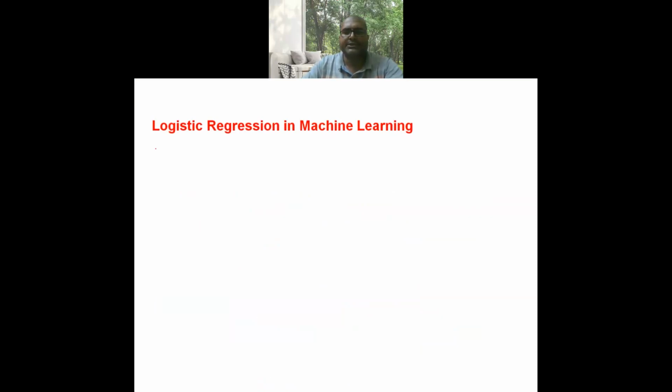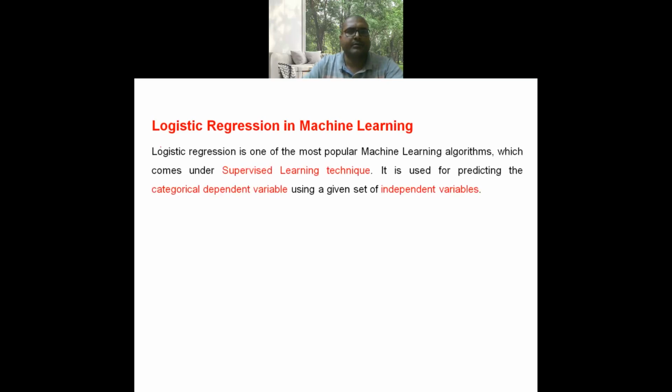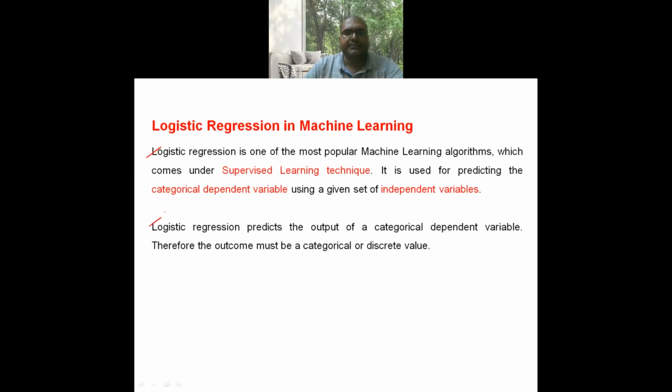Logistic regression in machine learning. Logistic regression is one of the most popular machine learning algorithms, which comes under the category of supervised learning technique. It is used for predicting the categorical dependent variable using a given set of independent variables. Logistic regression predicts the output of a categorical dependent variable. Therefore, the outcome must be a categorical or discrete value.